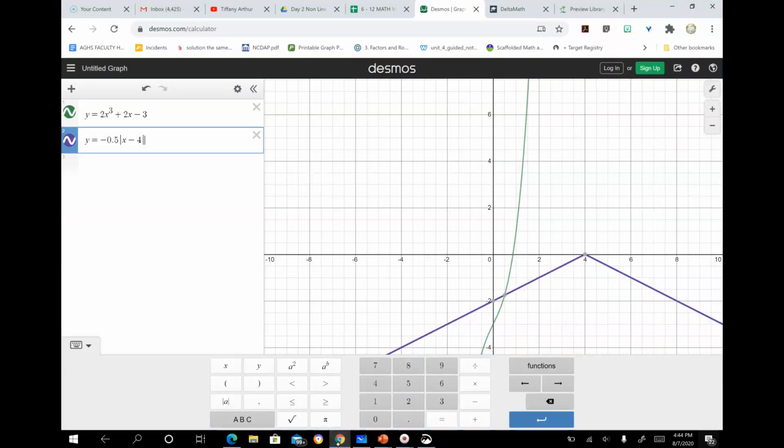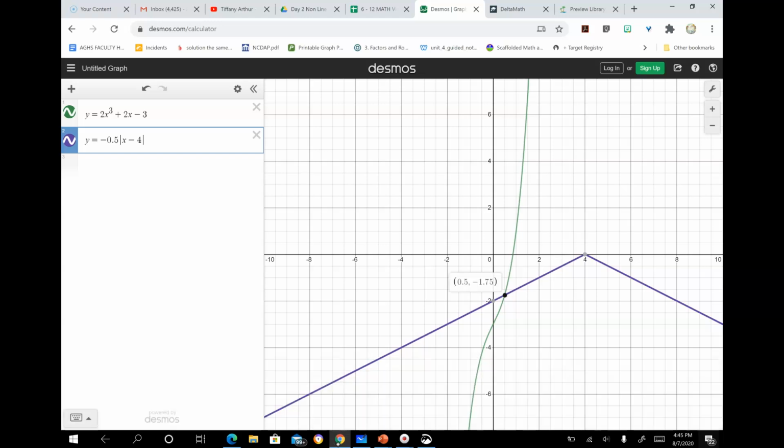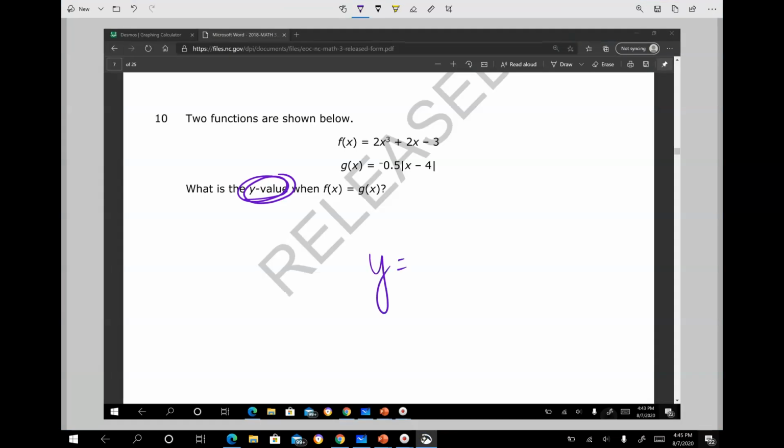All right, so what is the y value when these two intersect? Right here, the y value is negative 1.75. So the y value would be negative 1.75. All right, so those are the many different ways you can be asked about the solutions to nonlinear systems of equations. Let me know if you have any questions.